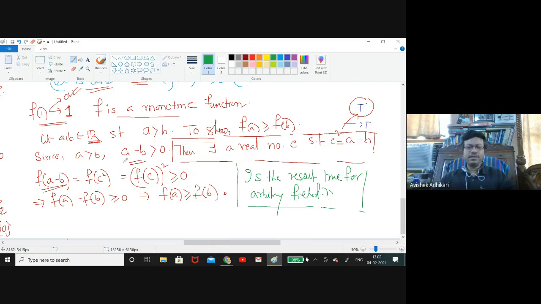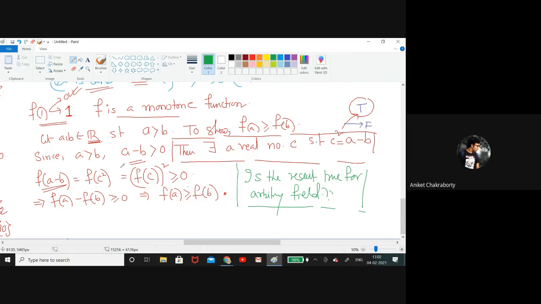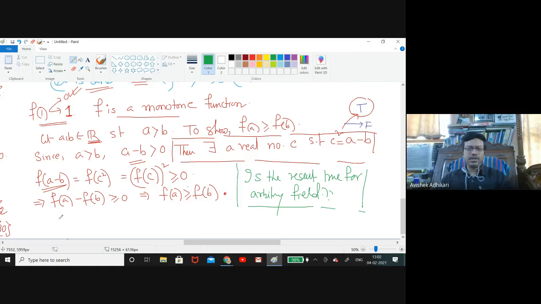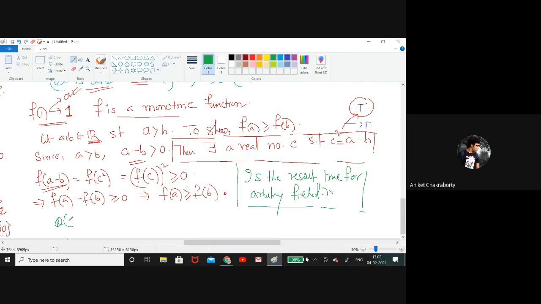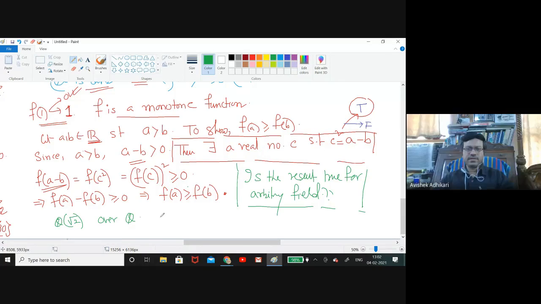Yes, sir, take Q adjoin root 2. This is a finite dimensional Q vector space over Q, and we have a notion of ordering. Yet there is the conjugation, root 2 goes to minus root 2, and this does not preserve order.